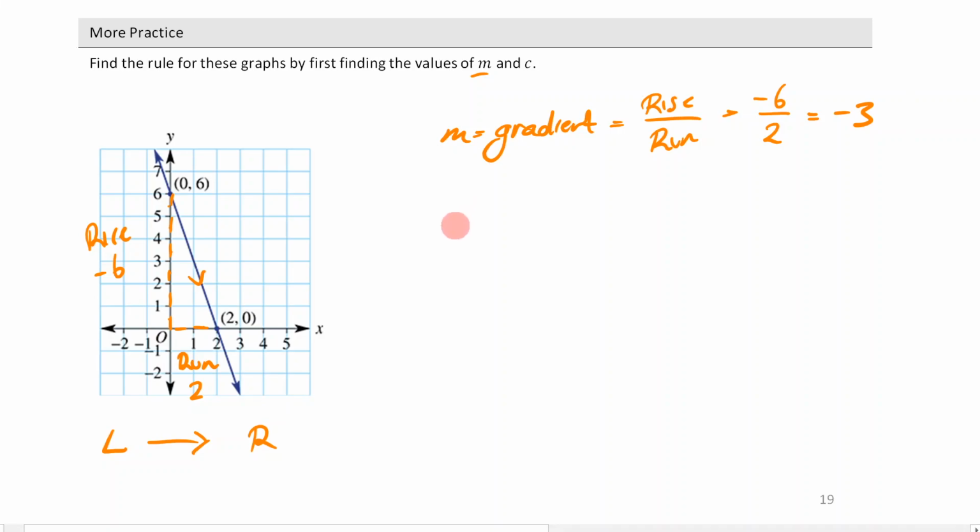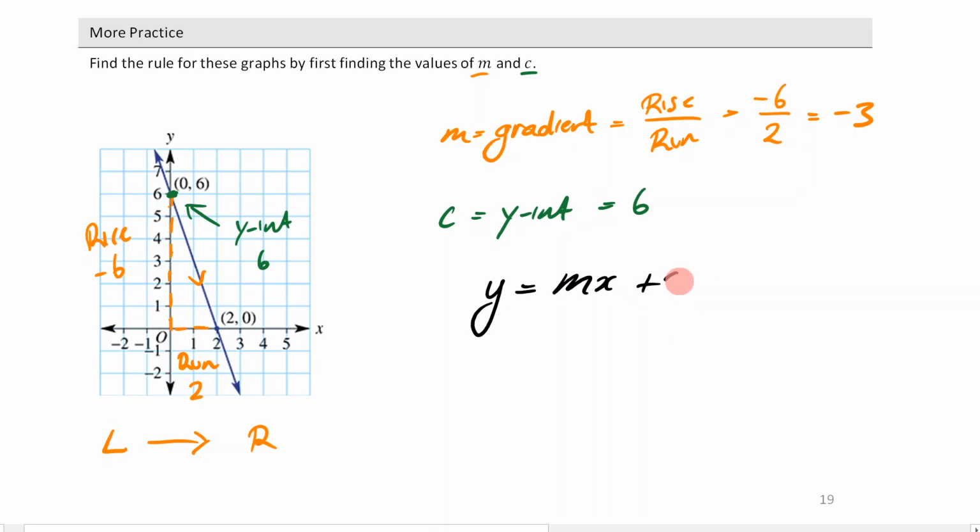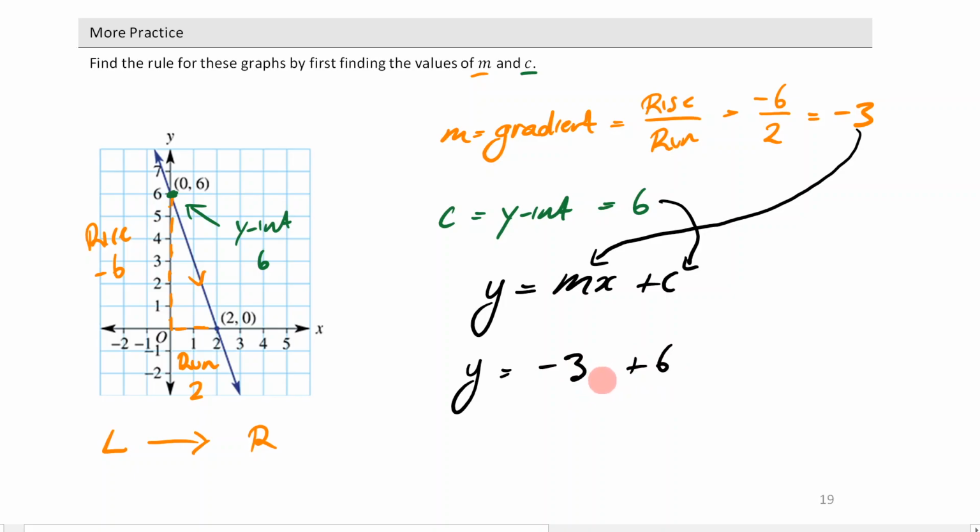The next thing that we have to talk about is the c value. And this is my y-intercept. This one's easier to find. It's just this. That's my y-intercept. It's 6. And now what I'm going to do is remind myself that it's y is equal to mx plus c. My -3 is my m value. My 6 is my c value. I just sub those in. y is equal to -3x plus 6. That's an ugly looking x. Let's try that again. And that's how you do it.